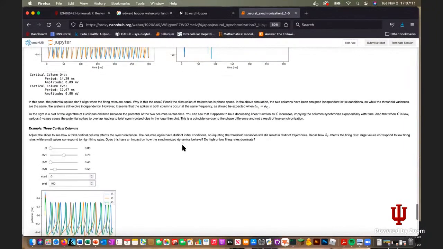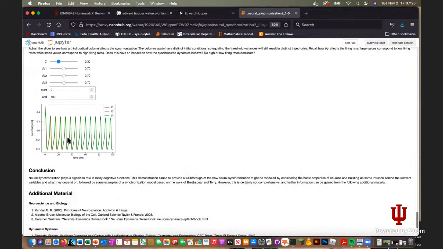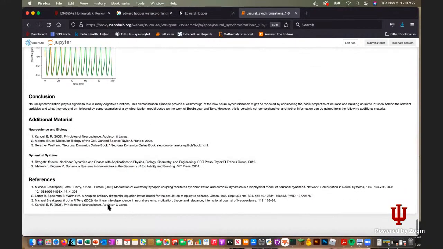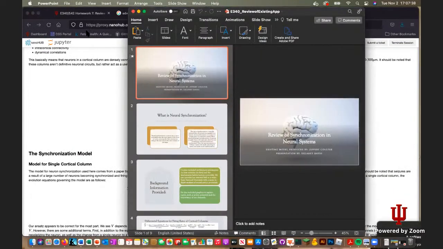And then what was really nice was he included three cortical columns. So it would be three people instead of two synchronizing at the same time. And you can see that they all line up once you set them all to the same rate. And he does give references and additional information at the end. I have my PowerPoint as well.